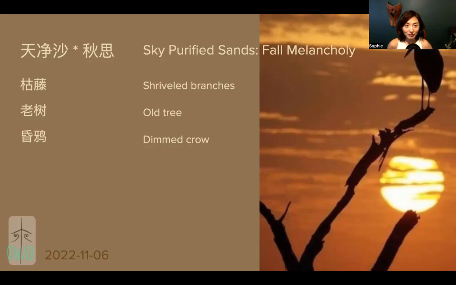So here we go. 枯藤老树昏鸦. Six characters in one phrase or stanza, right? And each one is composed of an adjective plus a noun. So basically we have three nouns strung together, each with just one descriptor. We have shriveled branches depicted in here. 老树. Well, this is 老树.